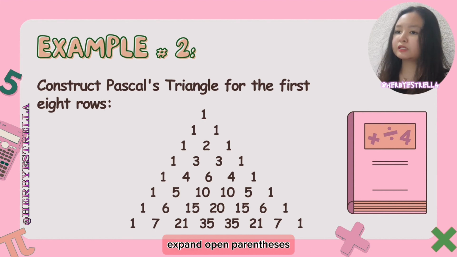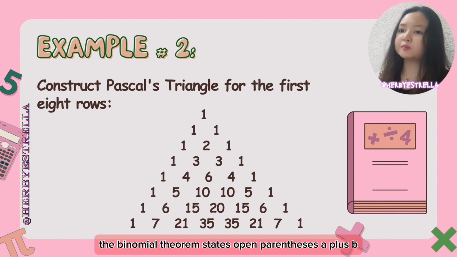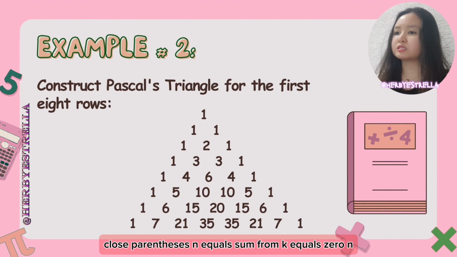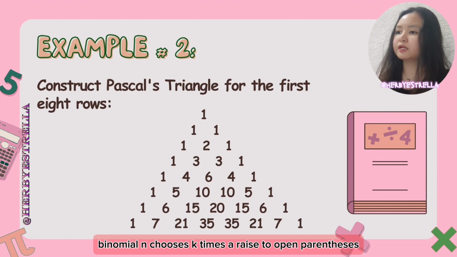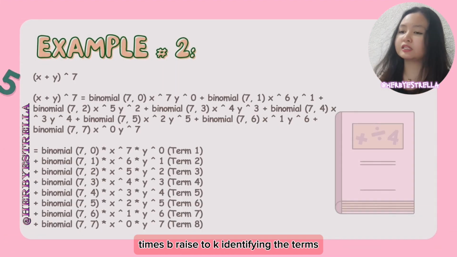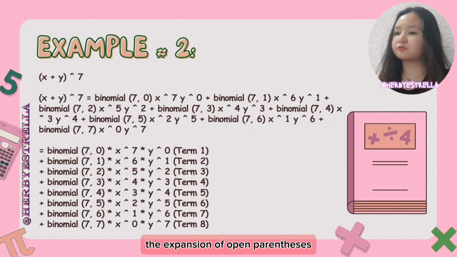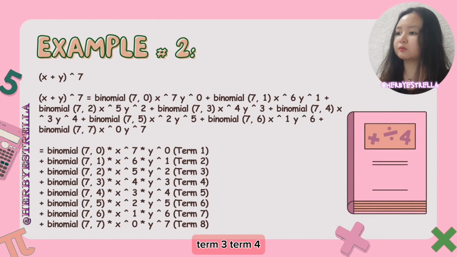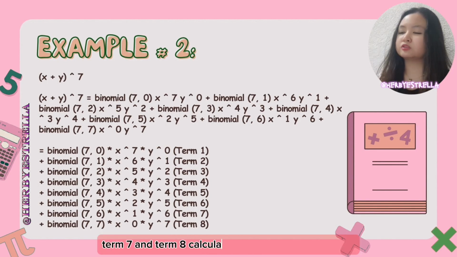Expand (x + y)^7 using the binomial theorem. The binomial theorem states (a + b)^n equals the sum from k equals 0 to n of binomial n choose k times a^(n-k) times b^k. Identifying the terms. The expansion of (x + y)^7 includes 8 terms: term 1, term 2, term 3, term 4, term 5, term 6, term 7, and term 8.